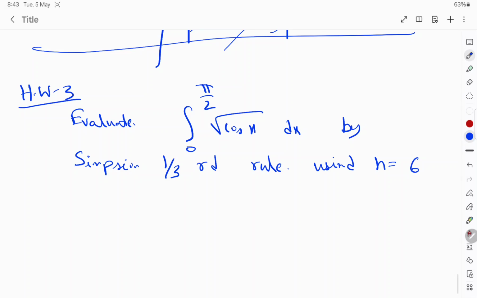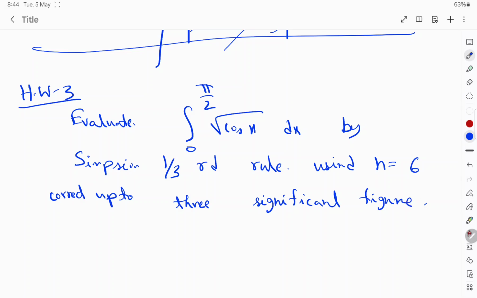Correct up to three significant figures. So this is your Simpson one-third homework. I will give you one more lecture on the Newton Cotes formula. Okay, bye for now.